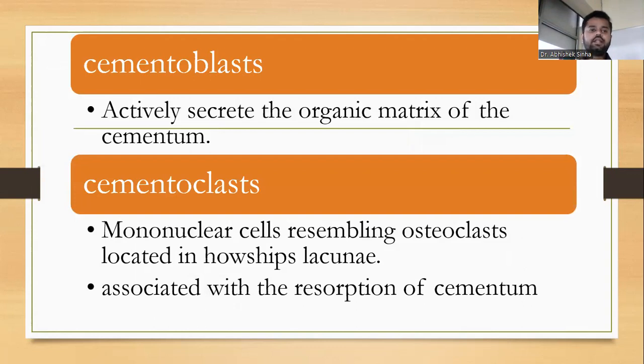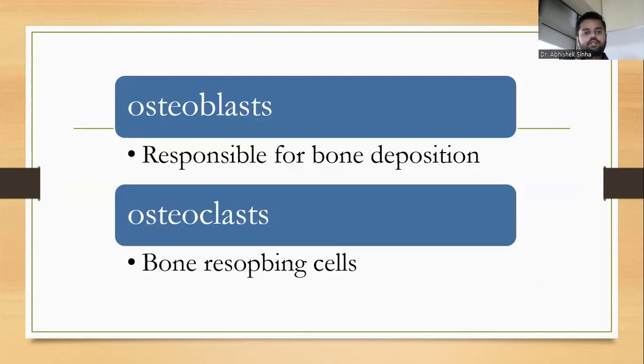Cementoblast. The other synthetic cell is the cementoblast. It is actively secreting the organic matter of cementum. Cementoclasts are the mononuclear cells resembling osteoclasts, located in Howship's lacunae and associated with resorption of cementum. All right, all the clastic cells here are basically resorptive cells. Then osteoclasts, again the same thing. Osteoblasts are responsible for bone formation or deposition. Osteoclasts are for bone resorption.